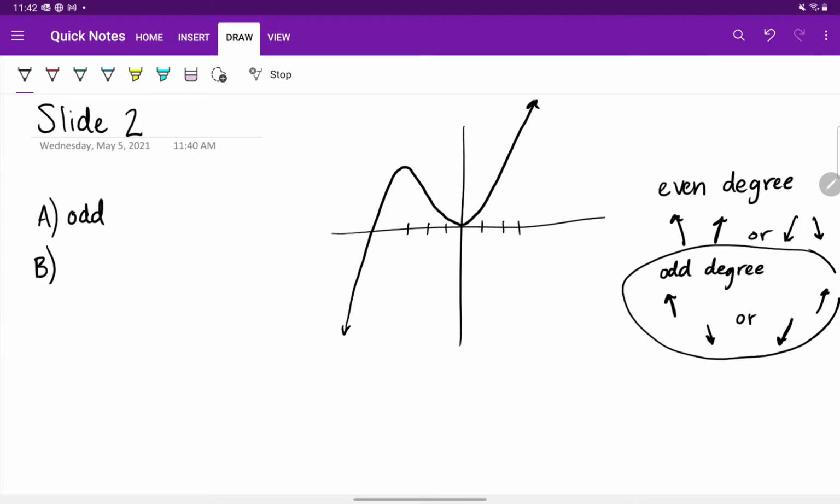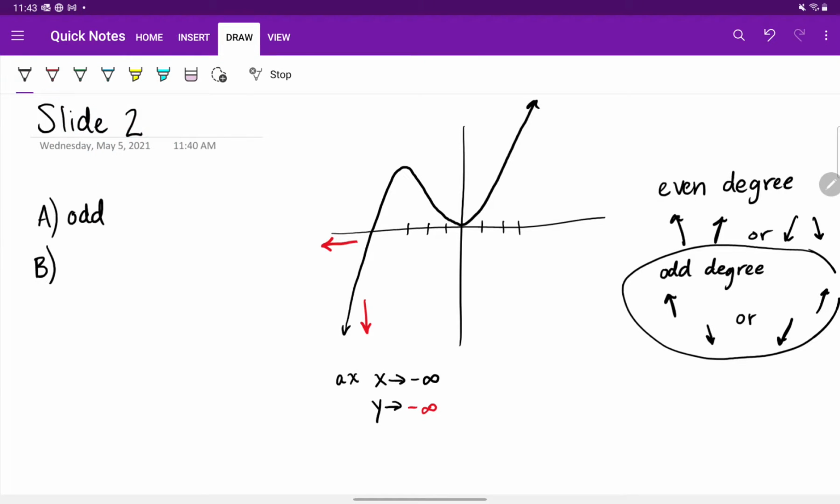Part B asks us to actually identify the end behavior specifically. So the first question says, as x approaches negative infinity, y approaches what? So x approaches negative infinity is the left side of our graph. As x goes further and further left, closer to negative infinity, our y values are going down. So y is also approaching negative infinity.